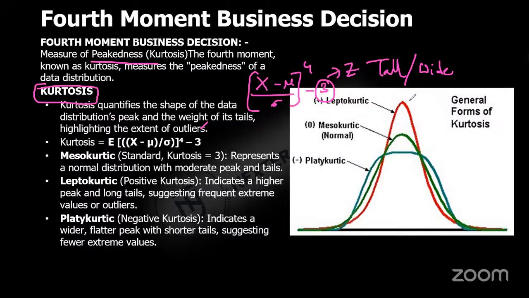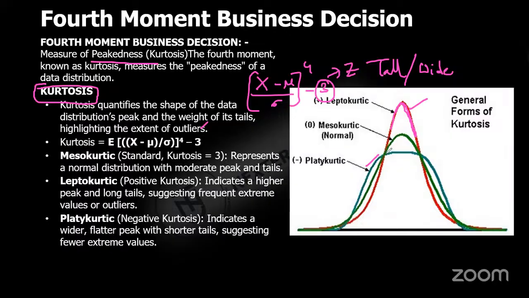Like how skewness is divided into 3 types, even kurtosis is divided into 3 types: positive kurtosis, negative kurtosis, and no kurtosis or normally distributed data. What does positive kurtosis mean? It means the peak will be very tall, compared to Z. You are taking Z as the reference, right? So that is why we are removing 3, the kurtosis value for Z.